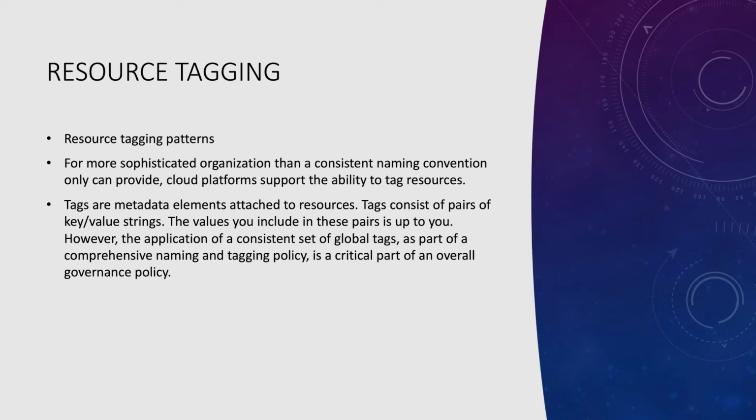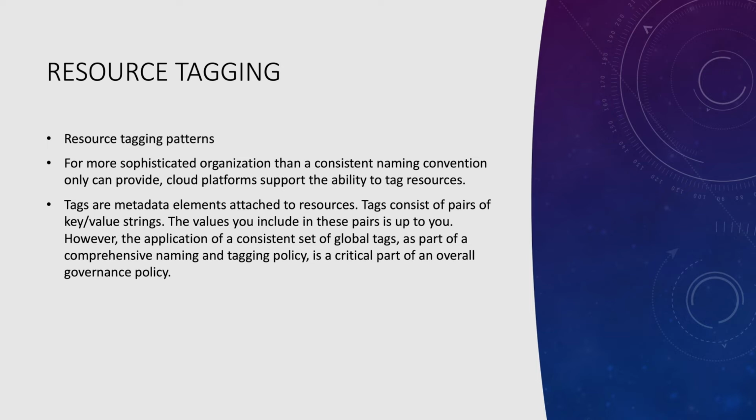Resource tagging is also really handy, again, for the more sophisticated organization. Consistent naming can provide a lot of support for understanding how things work within your organization. Tags are also metadata elements, so there'll be a name or type and then a value string. So you can say name belongs to Joe, name belongs to Susan, or name belongs to IT organization A, or whatever.